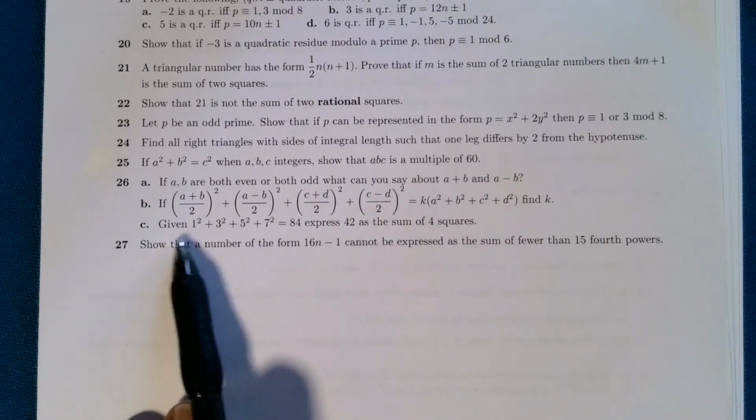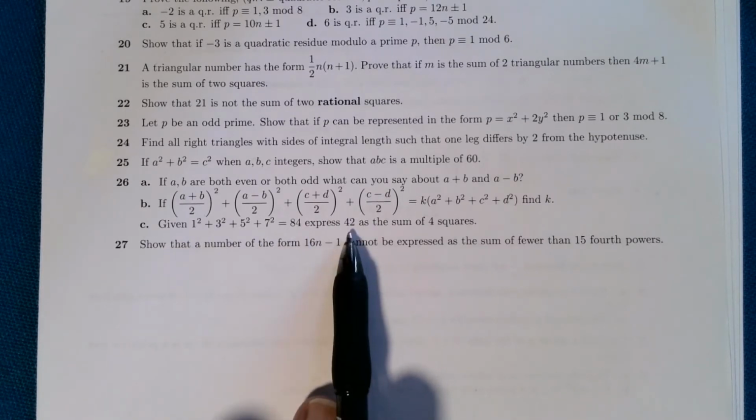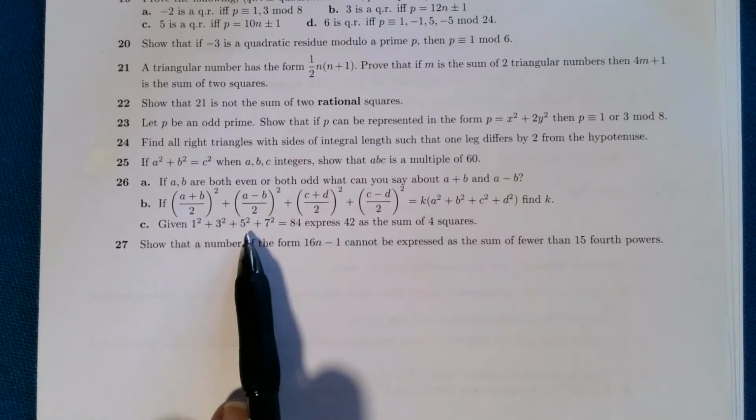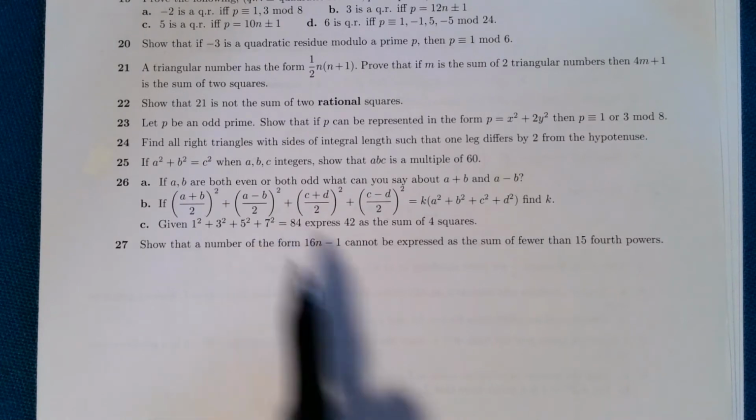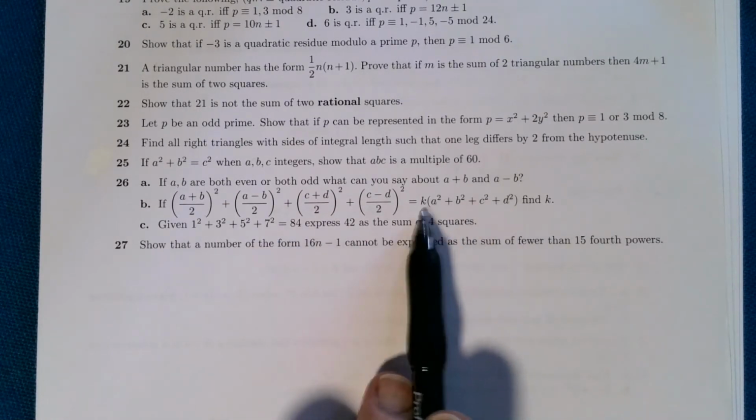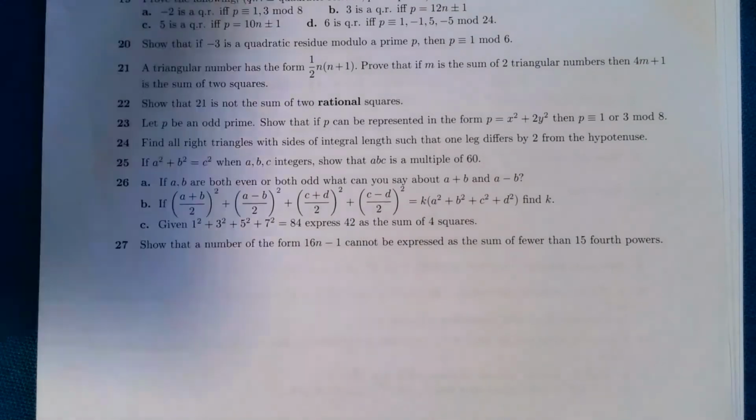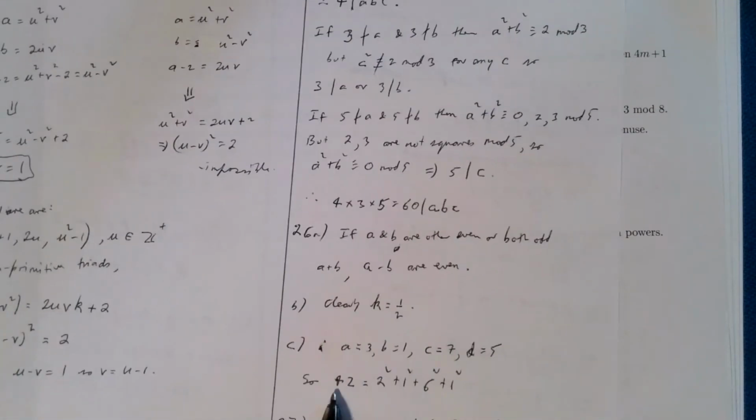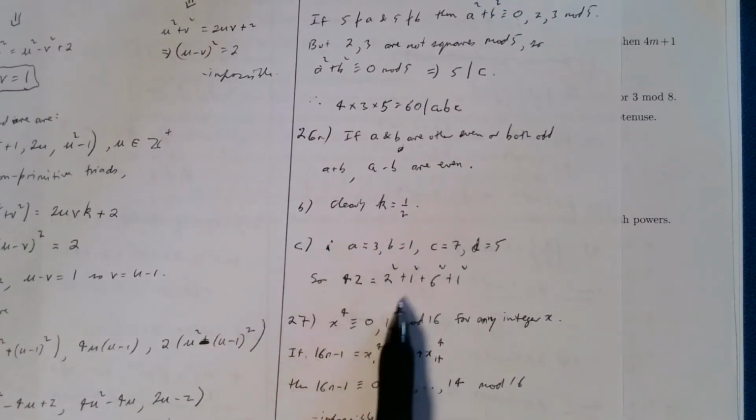Given now that 1 squared plus 3 squared plus 5 squared plus 7 squared is 84, we want to find 42 as the sum of 4 squares. So I'm simply going to put A equals 1, B is 3, C is 5, D is 7. And so that's going to be 84 here, and k is a half, so that'll turn into 42. And if I plug those values into here, then we end up very simply with 42 turning out to be just 2 squared.